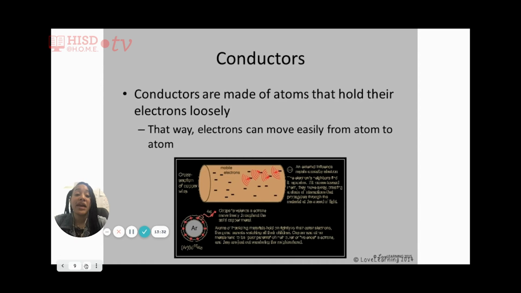Now, conductors are made up of atoms that hold their electrons loosely, so that way electrons can move freely. Our electrons can move easily from atom to atom. So what makes a conductor able to conduct electricity is due to the way that they hold their electrons. Because their electrons are held loosely, those electrons can move from one atom to the next, which allows the conduction of electricity. So it's all about the electrons.